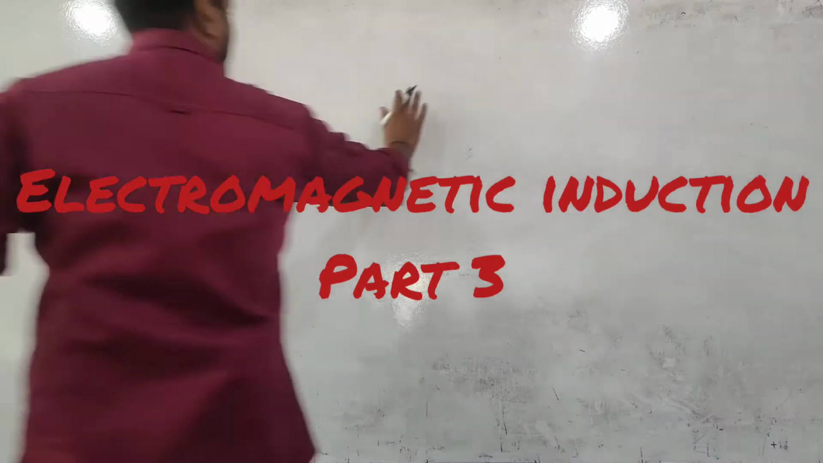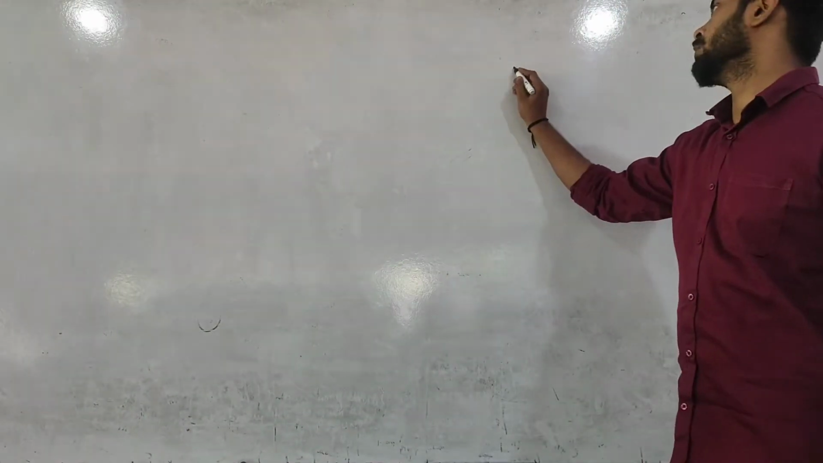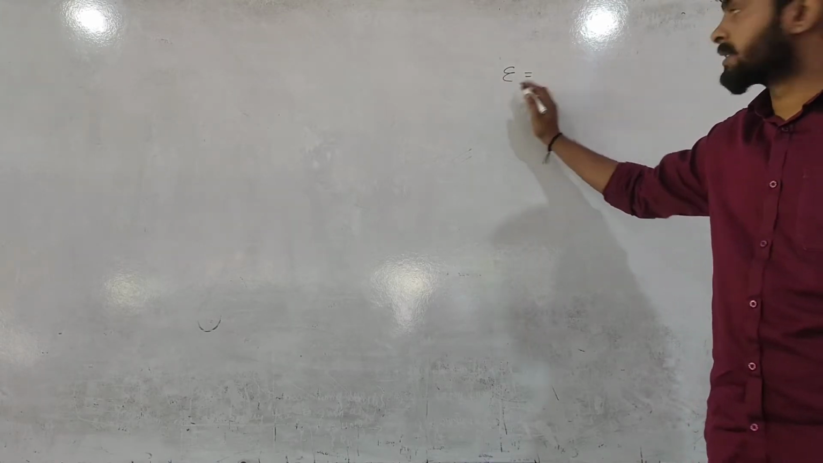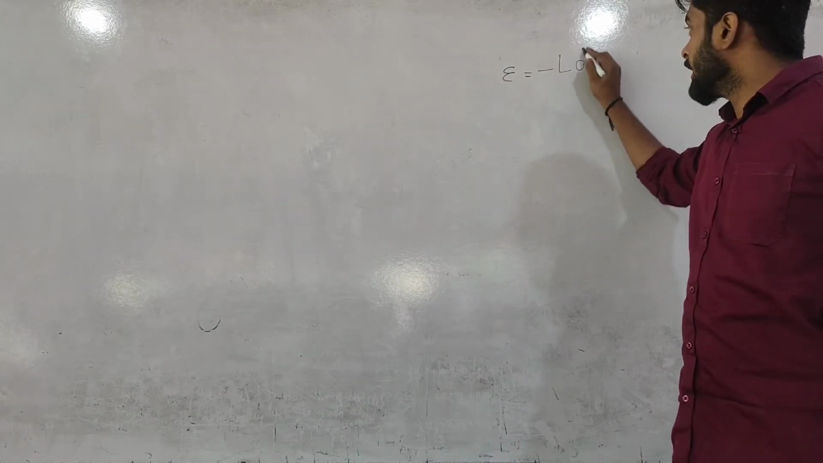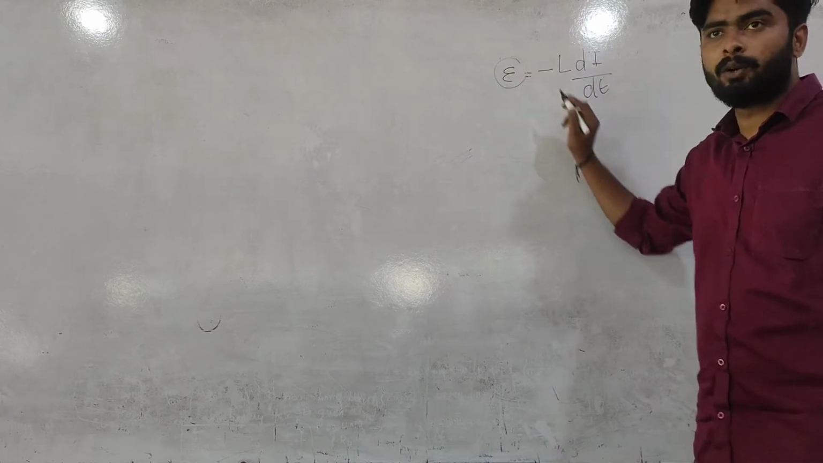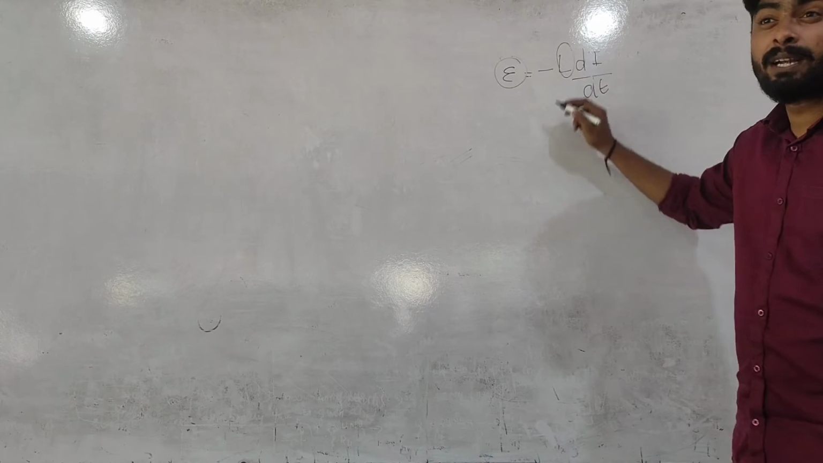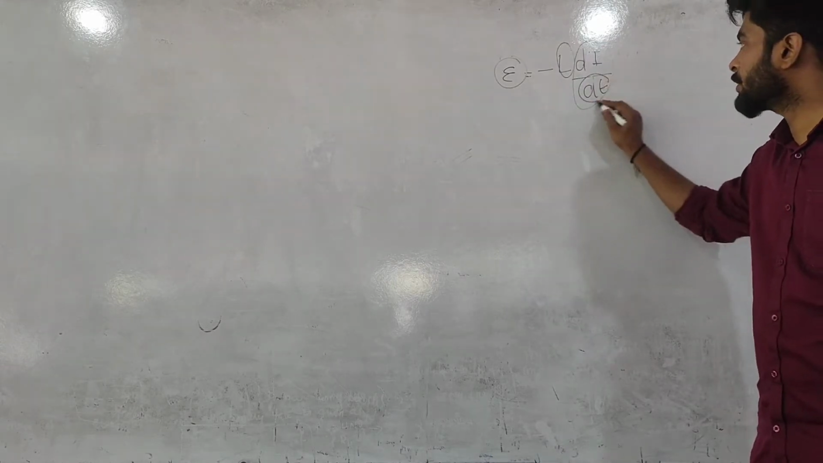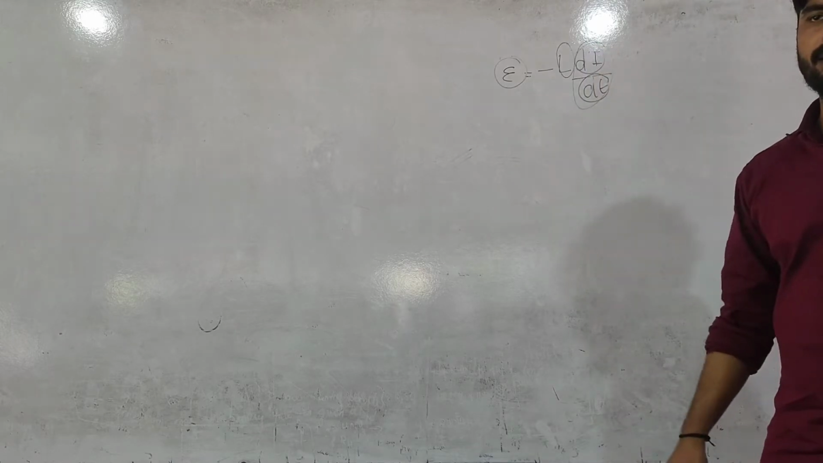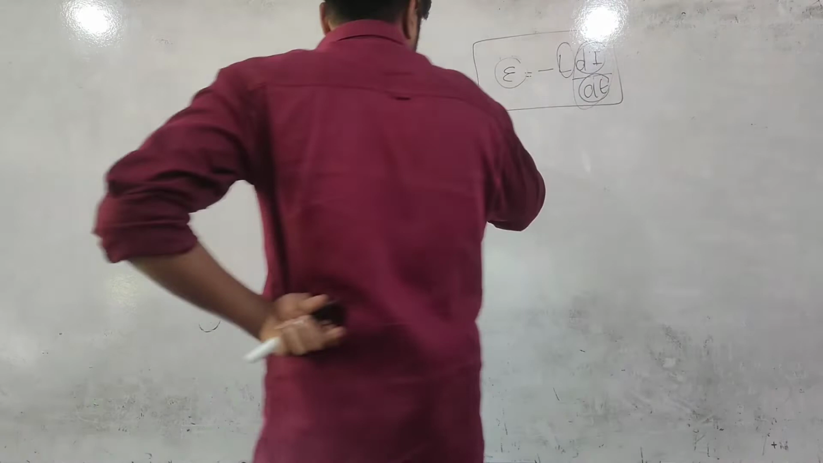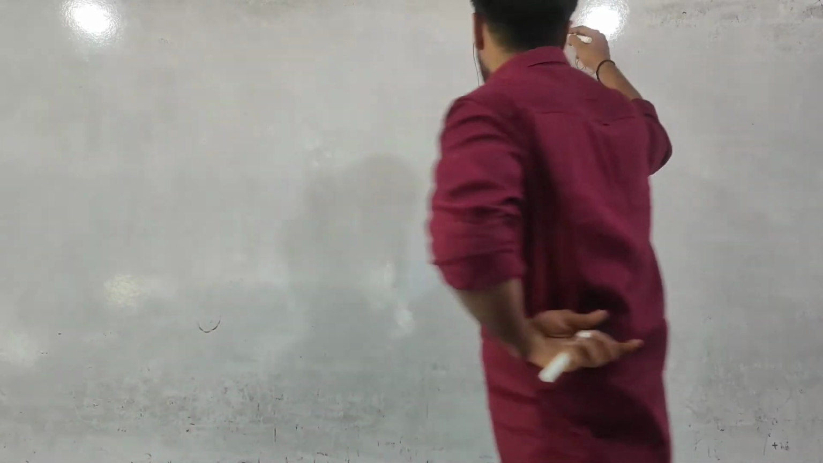So in the last class we learned about self-induction and the formula for finding the induced EMF in case of self-induction. It was E equals minus L dI by dt, where E is the induced EMF in the coil, L is the self-inductance or coefficient of self-induction, and dI by dt is the rate of change of current. Clear?